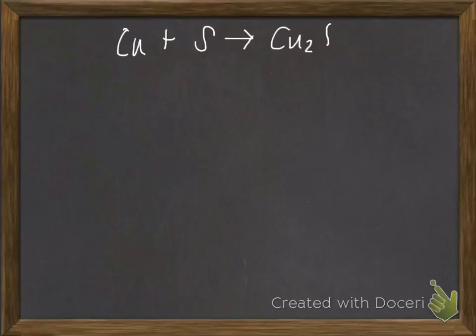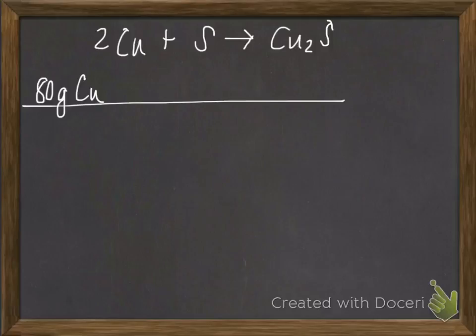So the first thing we need to do is they give us the equation of copper plus sulfur making copper 1 sulfide, so we've got to balance that. It's very easy, we're just going to put a 2 right there and we're done. So they gave us the 80 grams of copper first. Again, it does not matter which one you start with. So we have 80 grams of copper, and I forgot the decimal, but we're going to need 3 sig figs when we get to this. Divide by the molar mass of copper, 63.55.